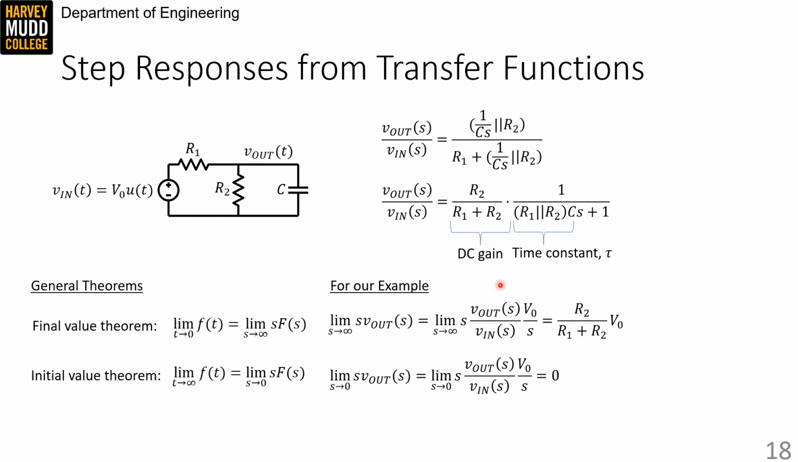So, applying that to our example, the function we care about is v out of t, which is where we'll see our step response. We know the transfer function from our impedance analysis above, so we'll take the limit of s times v out of s, and then we're going to rewrite v out of s as the product of the transfer function and the Laplace transform of our input step. So here's the transfer function, here's our input step.